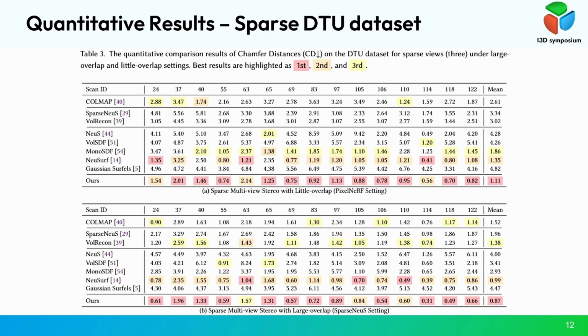In the first row, the scan IDs are written from 24 till 122. Those are the different objects that are present in the dataset, and the DTU dataset has these 15 objects. So we have performed our reconstructions on all the objects within the dataset. As many objects as are present in the dataset, we have performed our reconstructions on all of them. Okay, thank you.